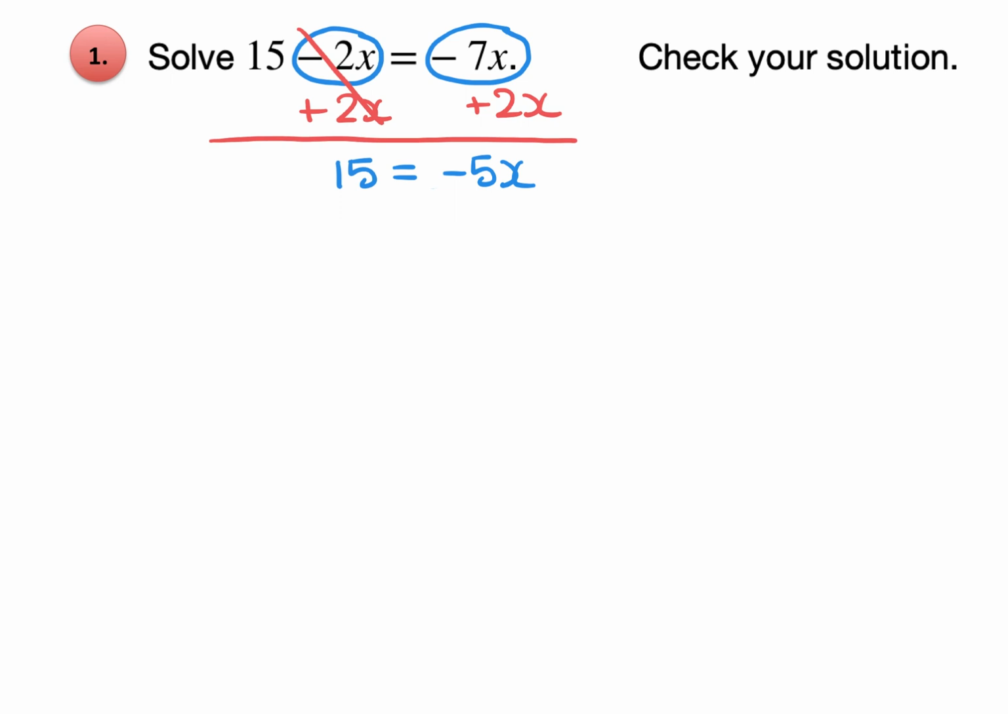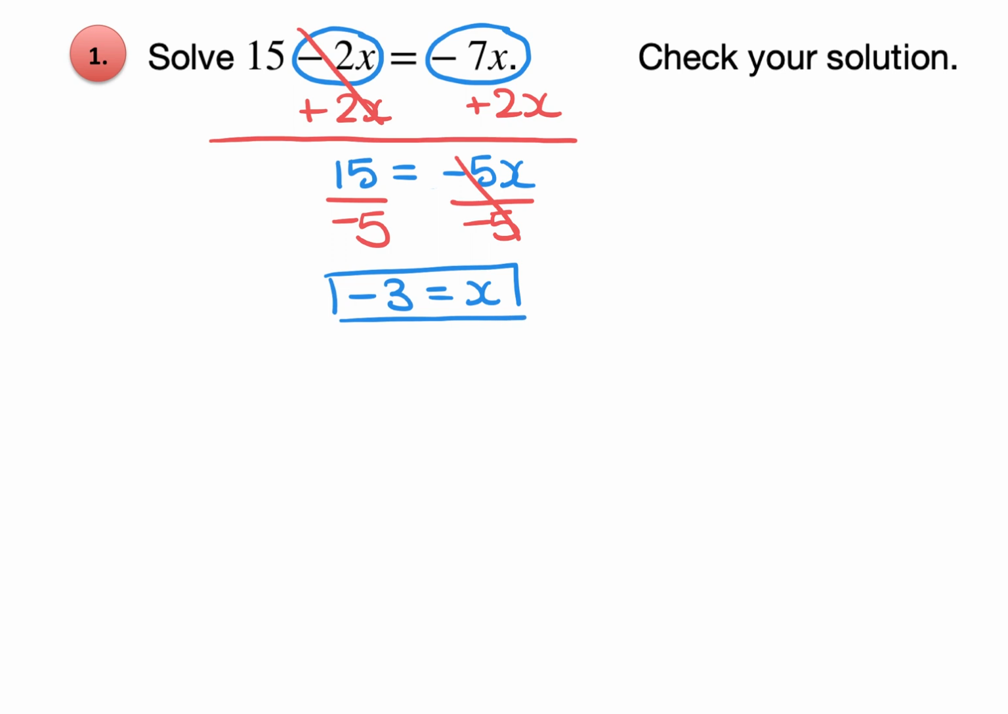And you see how we've just created an equation where the variable is only on one side. So now this looks like any other problem that we solved from before. So now we're going to divide both sides by negative 5. This is going to cancel, and we're left with 15 divided by negative 5, which is negative 3, is equal to x, and that is our solution.